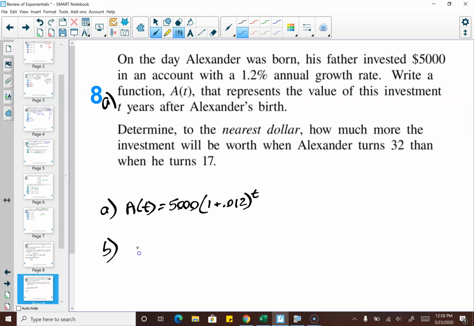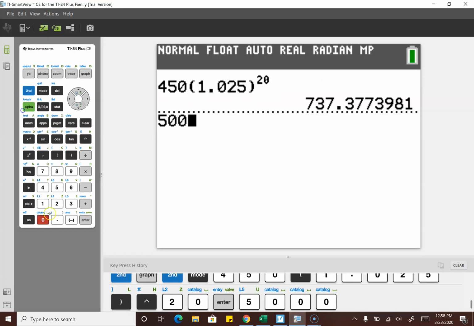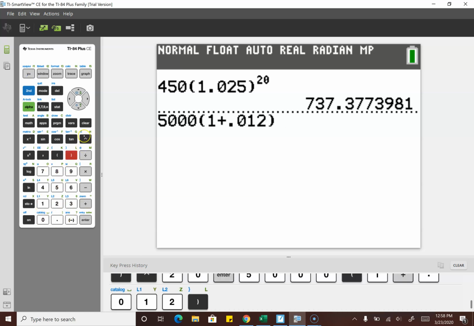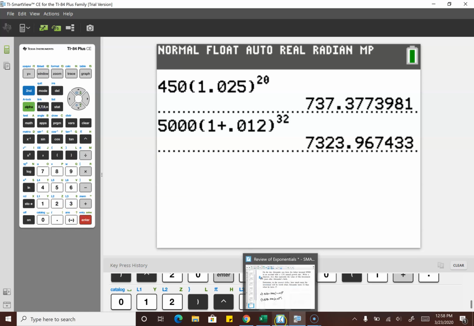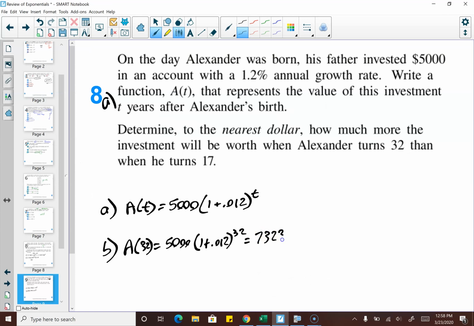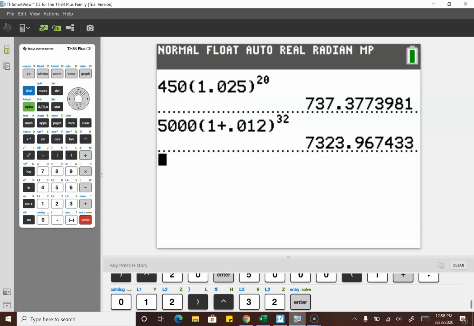So what we want to do is find out how much it's worth when he's 32, how much it's worth when he's 17, and then subtract them. So if we do that here, we'll plug in a 32, and we get 5,000 times 1 plus 0.012. Again, yes, you could have combined them, that's fine. So we get $7,323.97. So that's what it's worth when he is 32 years old.